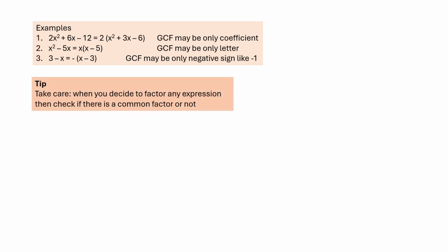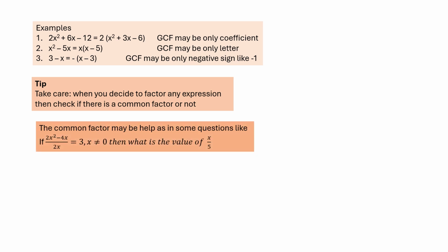Take care. When you decide to factor an expression, check if there is a common factor or not, as we said many times today. The common factor may help us in a question like this: if (2x squared minus 4x) over 2x equals 3, what is x?